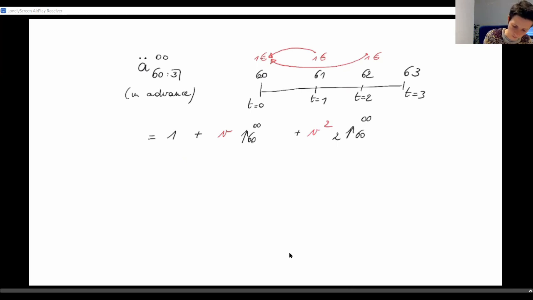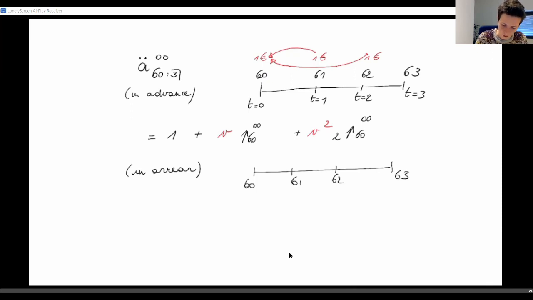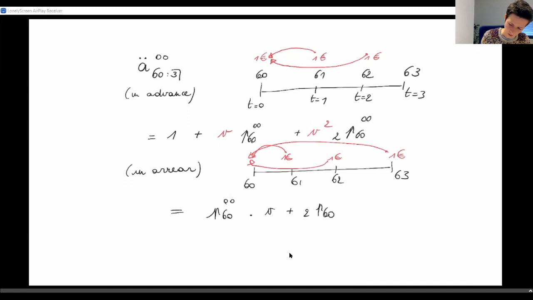If I would do this in arrear, so that means at the end of the year, then my timeline would similarly look like this. And then I'm wondering, do I get my €1 here? Do I get it over here? Do I get it over here? I need to discount to the present moment, voila. And I need to take the probabilities into account that this payment is going to take place. So I'll get something like this.